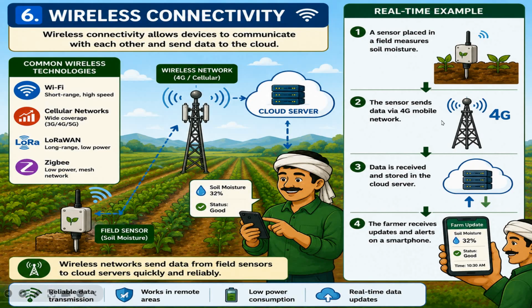And here you can see one example where the sensor measures the soil moisture, sends the data through the 4G network to the cloud server. The cloud server receives and stores the information, and the farmer gets the updates on the mobile phone. So the main benefits of the wireless connectivity are reliable data transmission. Then you have works in remote areas, low power consumption, and real-time data updates. So overall, it makes smart farming more efficient and convenient.